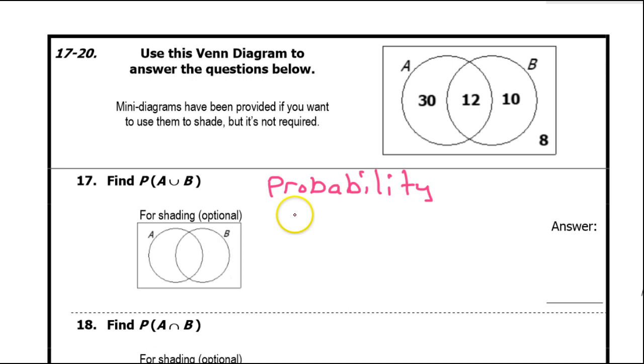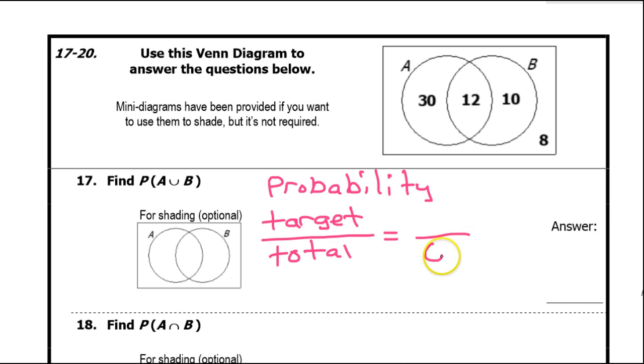we know that probability is target over total. Okay, now looking at this Venn diagram, it shouldn't be hard to figure out what the total is. 12 and 8, that's 20. 20 plus 30 is 50, and another 10 is 60. So the total is 60. Now, what's the target? The target is A or B.